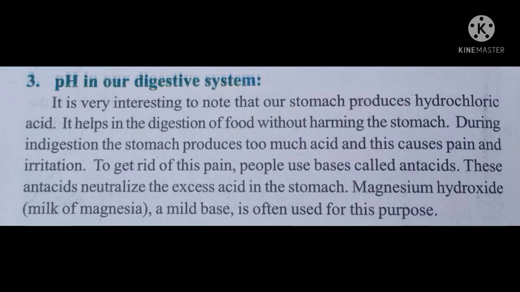Third one is the digestive system. Our stomach produces hydrochloric acid. It helps in the digestion of food without harming the stomach. Sometimes, in indigestion, the stomach produces too much acid. Then we feel pain and irritation. To control this problem, we can use bases like antacids. These antacids neutralize the excess acid in the stomach.